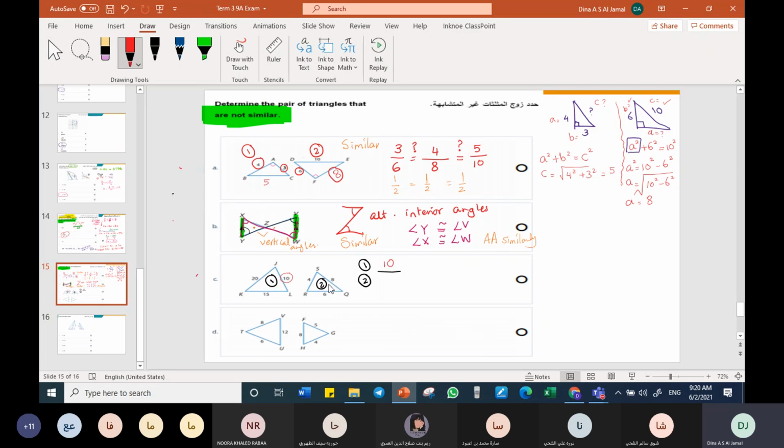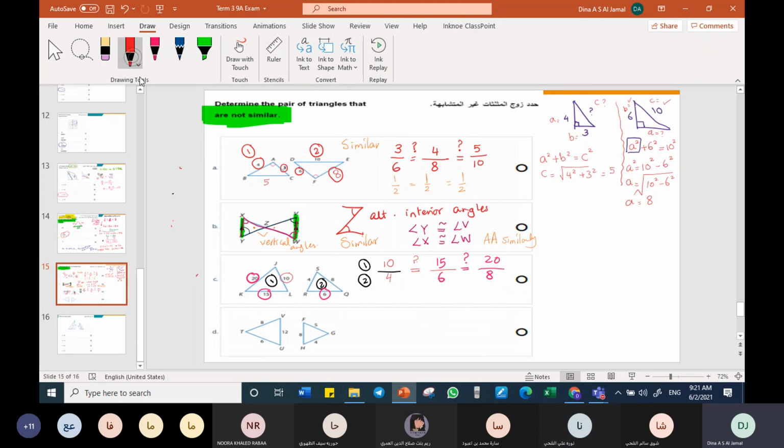So let's go to the other triangle. What will be the smallest one? 4 or 6 or 8? 4. Is it equal? Now let's continue. What will be the second smallest? 15, with the second smallest 6. Is it equal to? Let's see the other ratio. 20 over the largest one, which is 8.